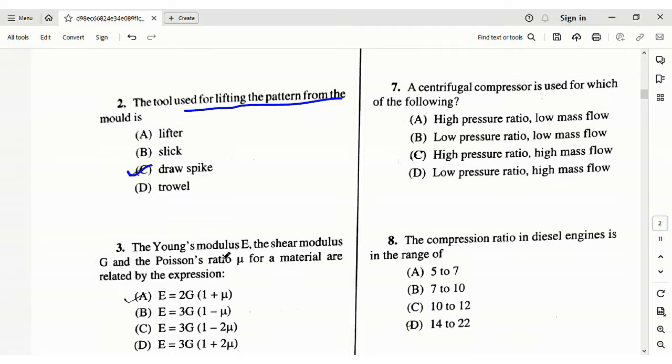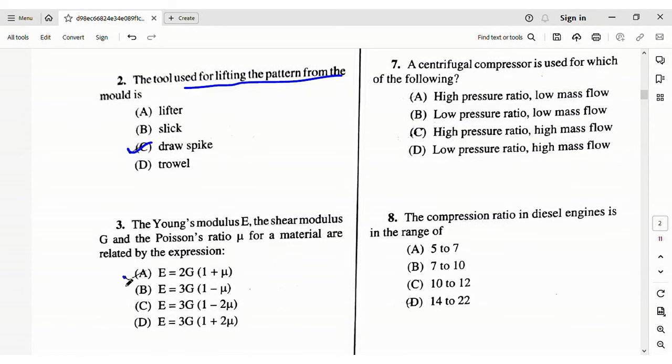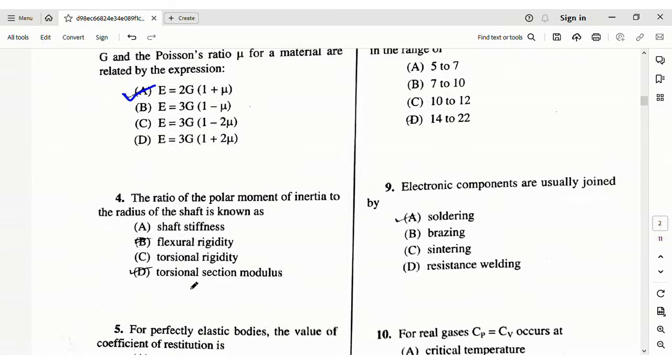Next, the Young's modulus E, the shear modulus G, and Poisson's ratio mu for a material are related by the expression E = 2G(1 + mu). The ratio of polar moment of inertia to the radius of the shaft, polar moment of inertia by radius of shaft, is called the torsional section modulus.